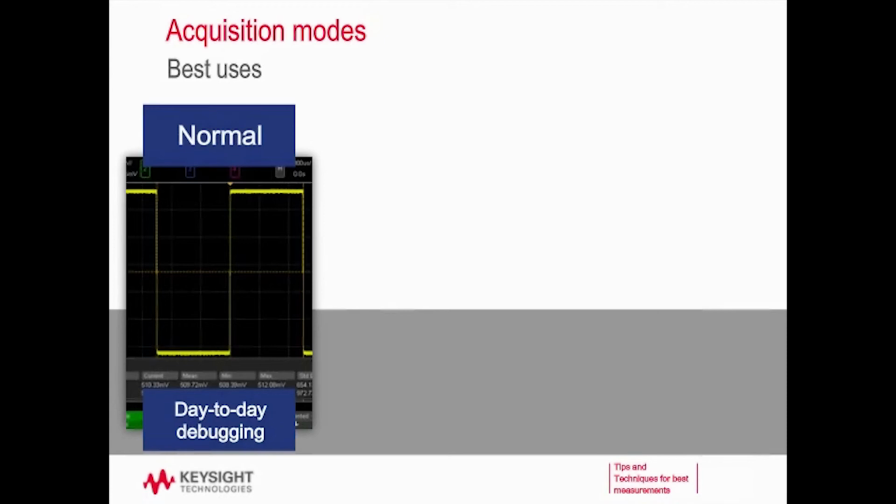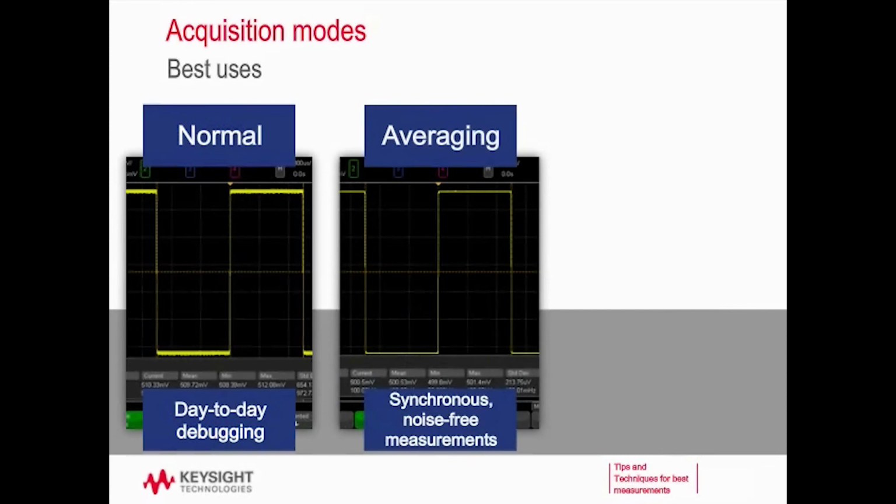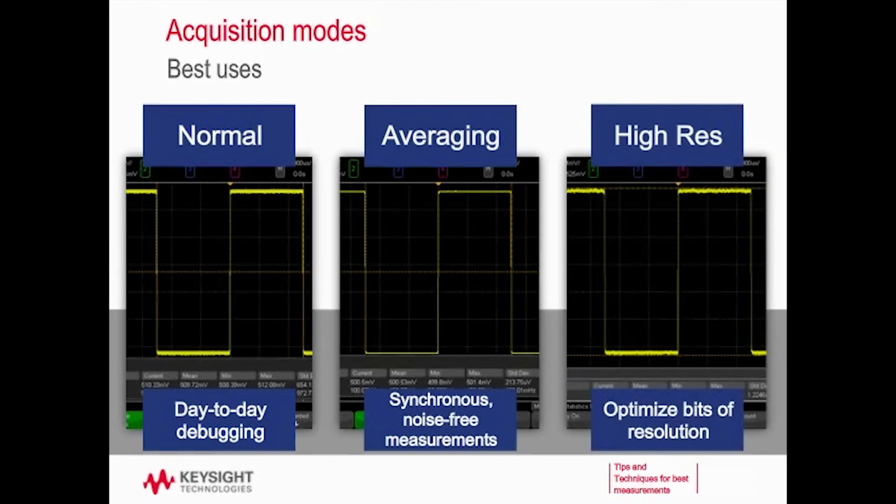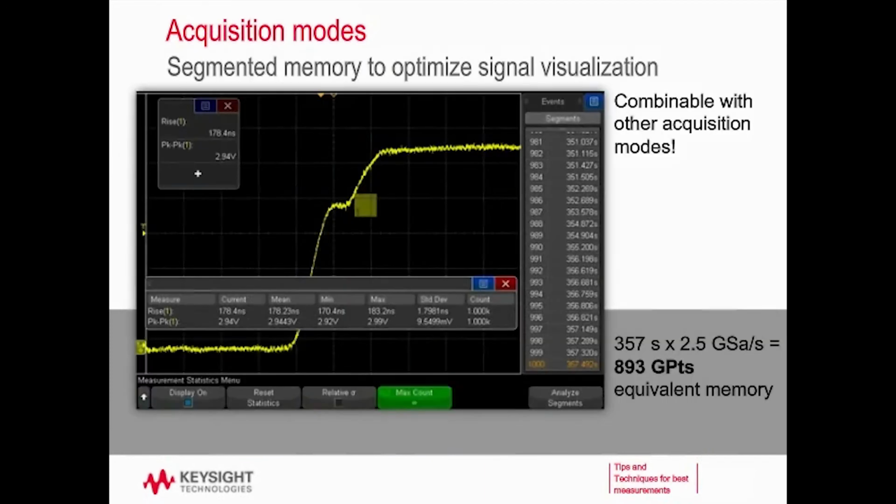So again, we looked at normal mode, which is perfect for day-to-day debugging. I still see all the signal, all the noise, nothing gets averaged out. Averaging mode is great for synchronous noise-free measurements. So if I don't care about my random noise and I'm not really looking for glitches or bugs in my system, it's perfect for making measurements there. And then we also talked about this high resolution mode, which helps me optimize my effective number of bits on my scope and helps me make better measurements there. The downside of high resolution mode is that it could hide some of that noise that is really there on your system that you want to see.